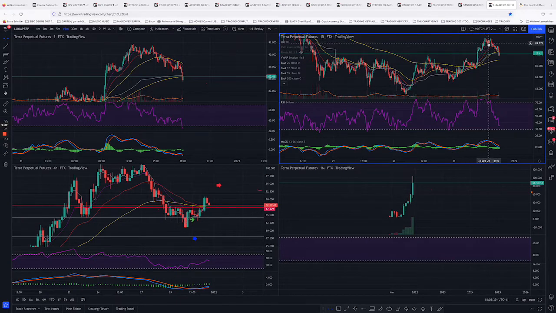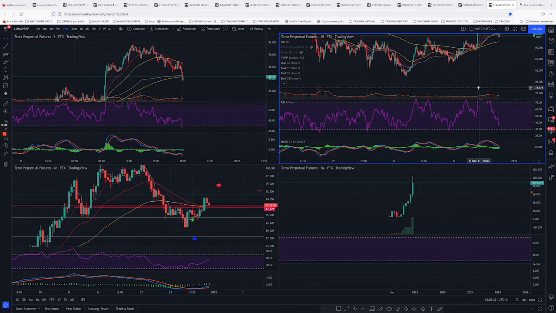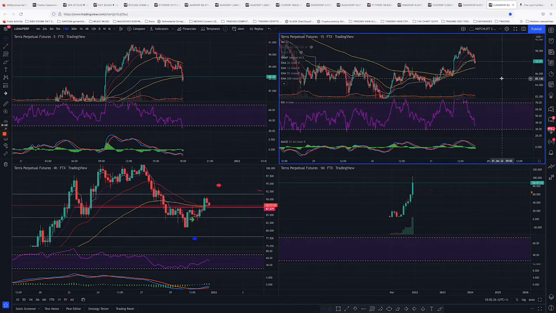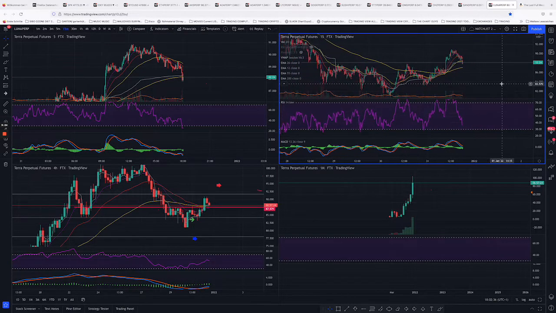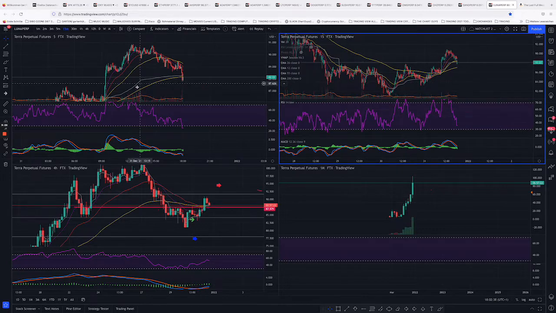Now I've sold some more here. Now my average is around 78 for the remainder of my position. Now I could, if I was trading around the position, add back some on the back test of this range. But in this case, I'm not going to do this. I'm going to let this play out. So that's the 15-minute time frame.